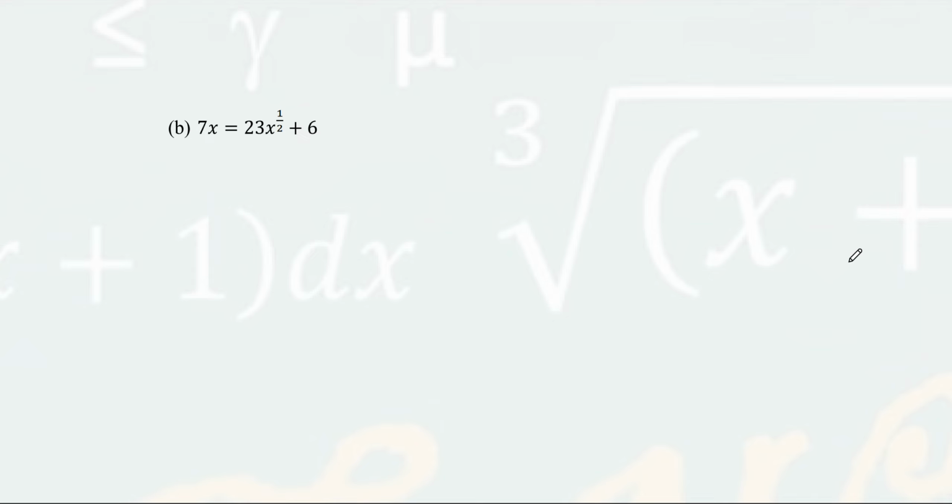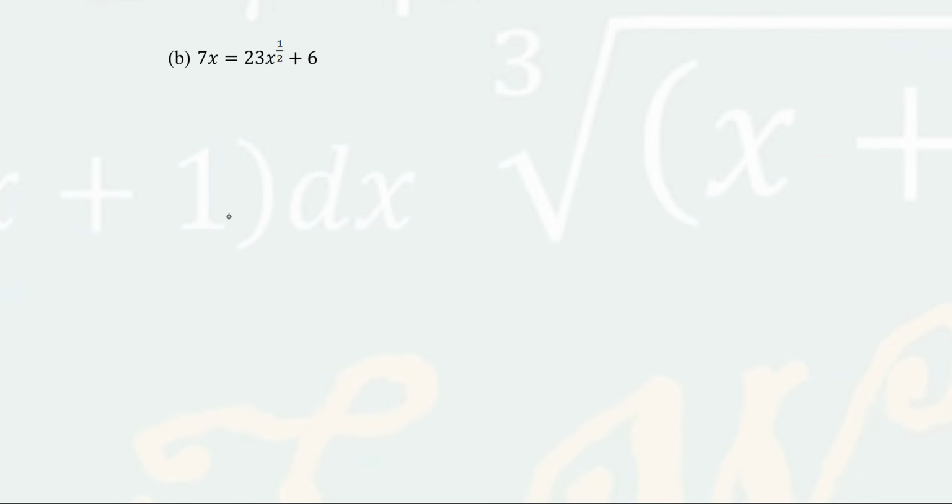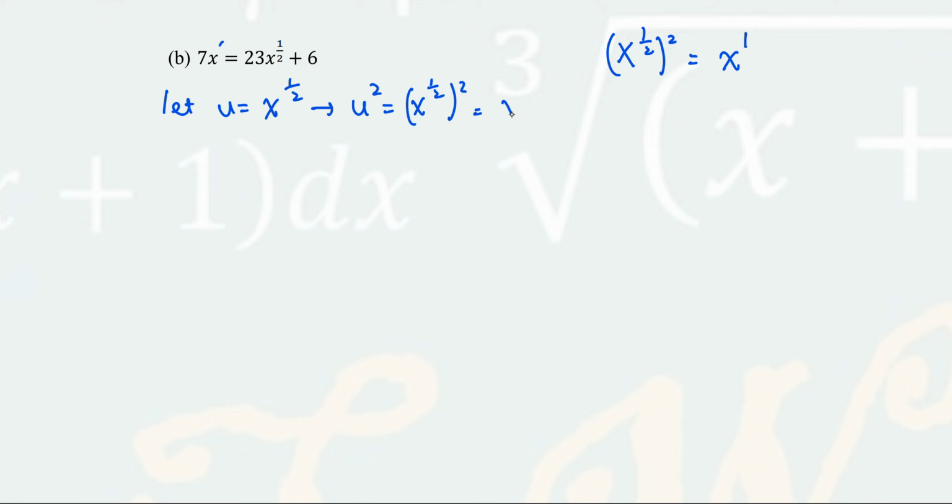Now let's move on to the second example, the B. So again, this is x to the power 1 and x to the power half. So we know that the square of x to the power half is going to be x to the power 1. Okay, therefore, I will let u be x to the power half. Then my u squared is going to be x to the power half squared. That is x to the power 1.